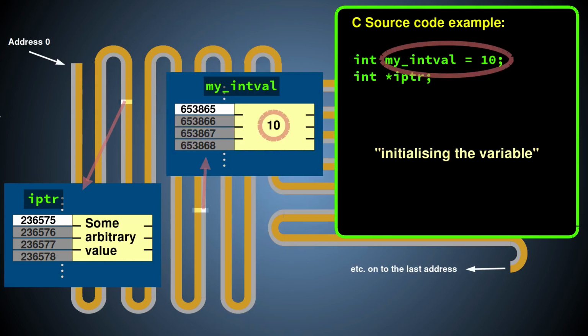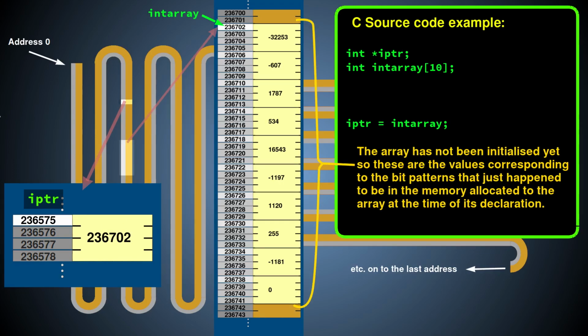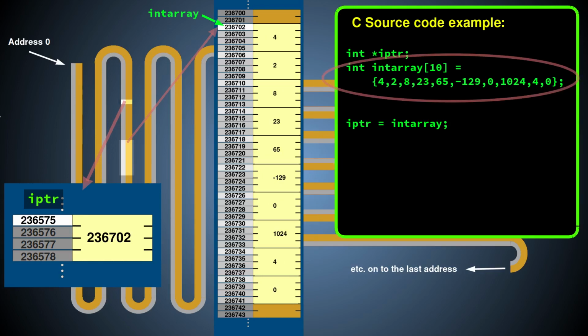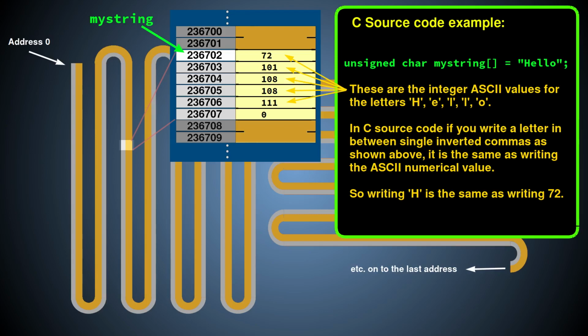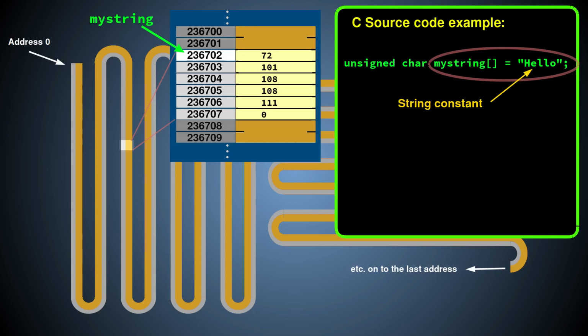We've seen that individual variables can be initialized at the time of declaration with an equals sign and a value. Arrays can also be initialized at declaration with an equals sign and a set of values separated by commas between braces, as shown. If you initialize an array like this, then you don't need to specify the number of elements in the array. Just use empty square brackets and the compiler will allocate the correct amount of memory for you, as shown. A special case of initialization is allowed for arrays of chars, where you may initialize them with a string of characters in quotation marks, called a string constant, as shown.